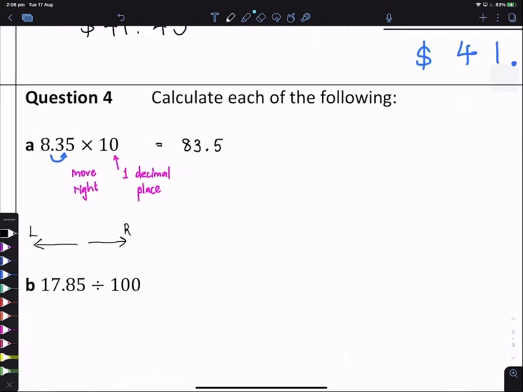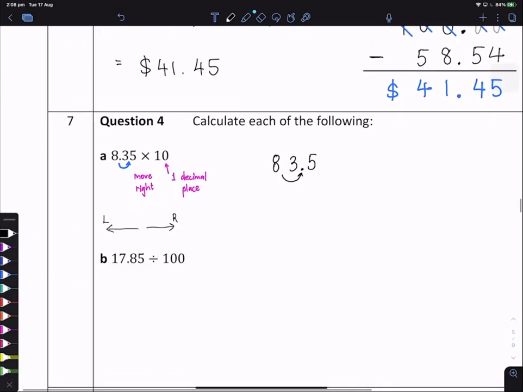I would even write it out like this. I would show some working out. If I wanted to show some working out, I would go 8.35 and move the decimal point 1 across, and there it is. Because our decimal point was over here.